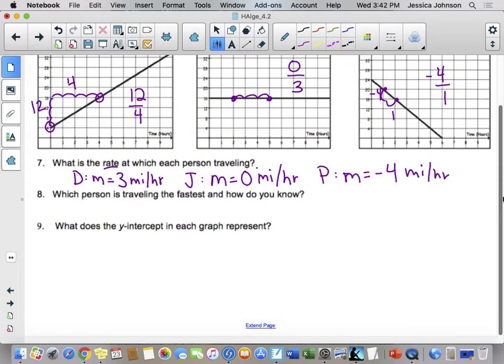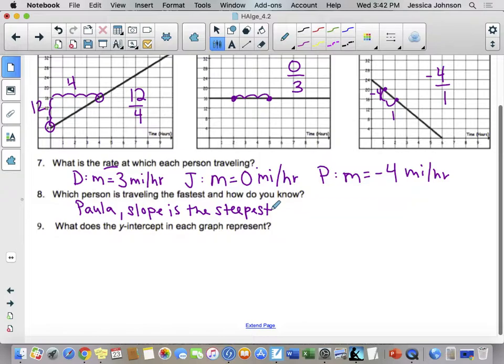Okay, the next set of question 8 says, which person is traveling the fastest, and how do I know? So Paula is actually traveling the fastest. How do I know that? Her slope is the steepest. Her slope is also the biggest number. 4 is bigger than 3, which is bigger than 0. So yes, her slope is negative, but she's still traveling the fastest.